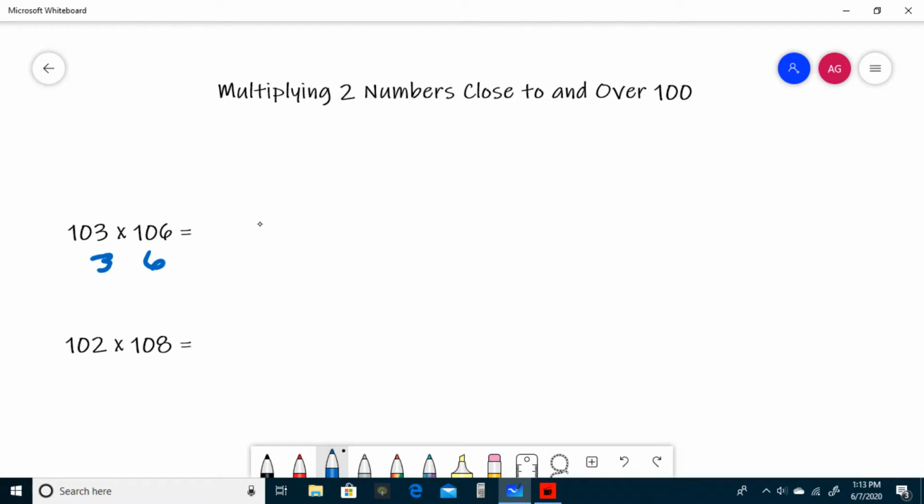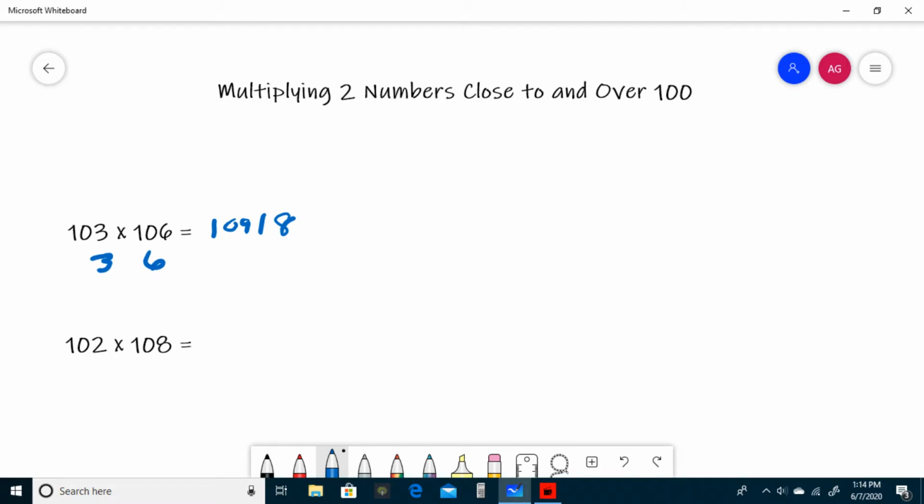3 times 6 is 18, and so we write 18. Make sure when you write your product, you take up 2 decimal places. Our next step is to add these two numbers. 3 plus 6 is 9, and again, take up 2 decimal places, so we write 09. Finally, just write a 1 at the front of your answer, and so 103 times 106 is 10,918.